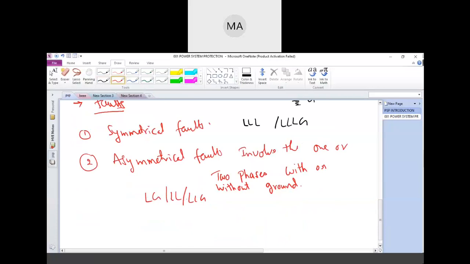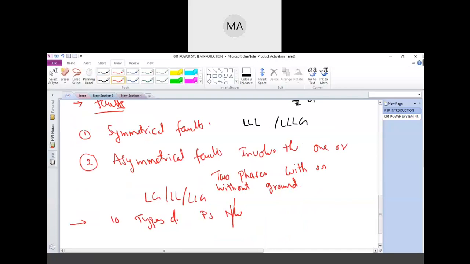There are a total of 10 types of faults that can occur in the power system network. So these are the symmetrical ones. First we'll go for the symmetrical faults.